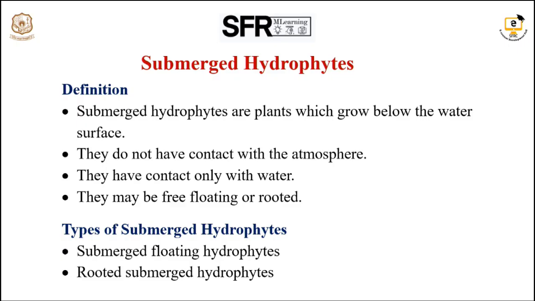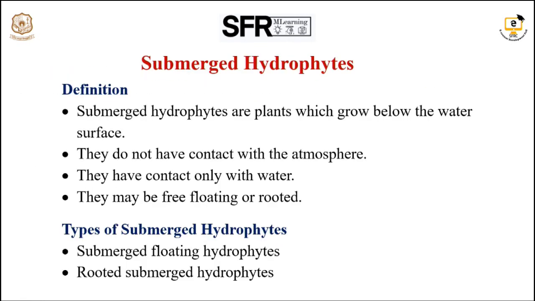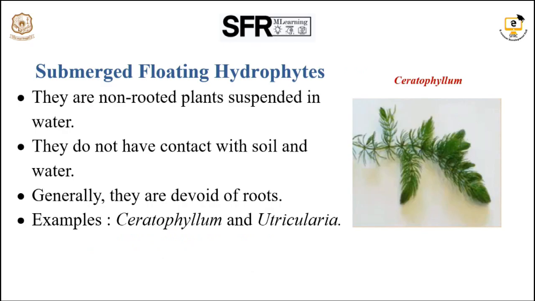Submerged floating hydrophytes are examples such as Ceratophyllum and Utricularia. They are in contact with the water alone, not only at the surface but below the water surface. The plants under this group are absolutely free from any necessity of transpiration. They are found in the best lit and best aerated part of the water. These are the submerged floating hydrophytes.